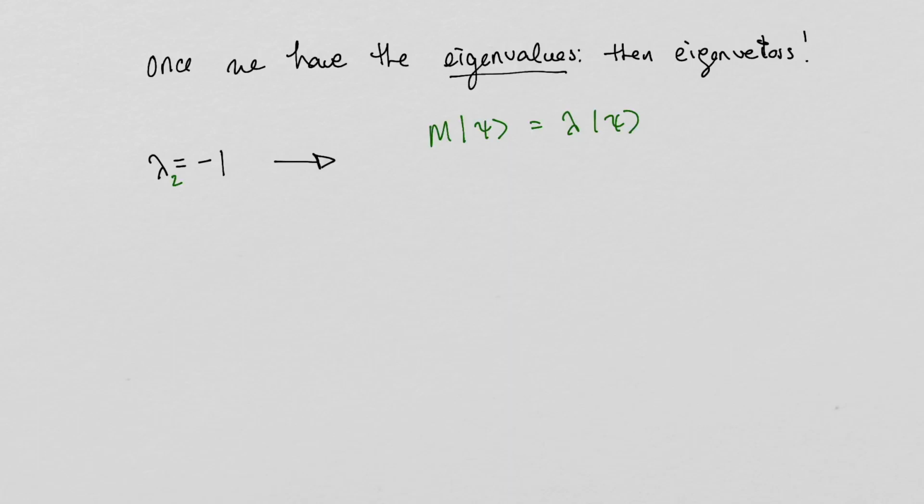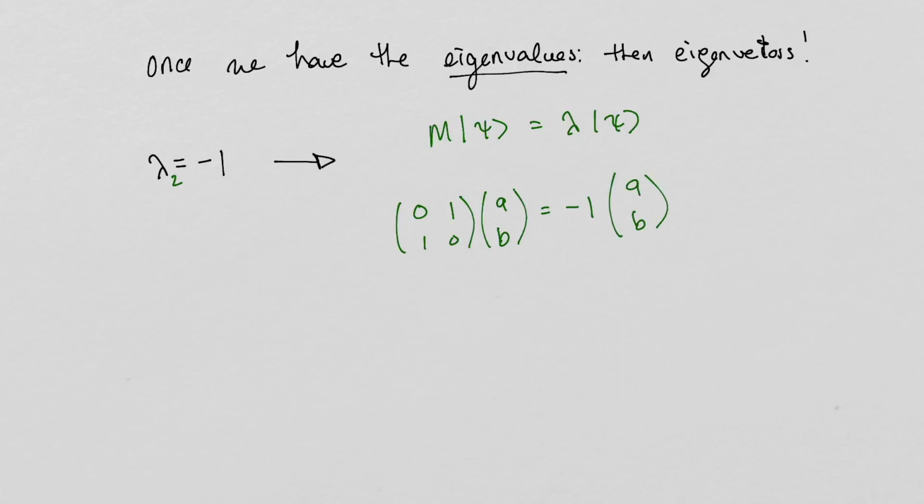Lambda 1 will be the positive one, lambda 2 will be the negative one. And so my matrix, which is 0, 1, 1, 0, acting on my eigenvector, which I don't know yet, so I'll just put in two unknown numbers, because it's a two-dimensional vector, is equal to the eigenvalue minus 1 times (A, B).